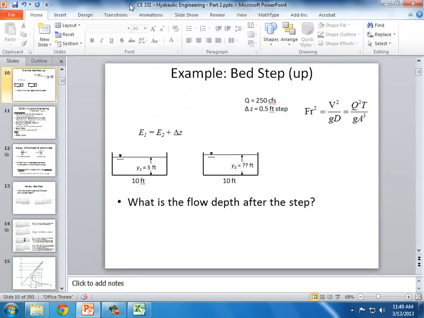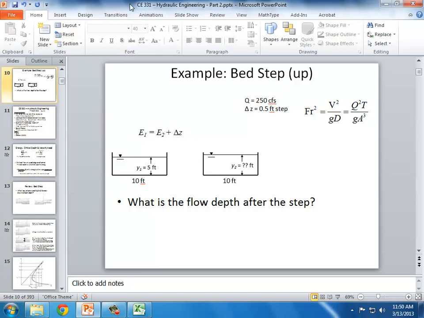All right, so in this example, we find the critical depth is 2.7 feet, and since that's less than the 5 feet of flow depth at 1, the conditions at 1 are subcritical, and that tells us that conditions after the step upward should be subcritical as well. We find the specific energy at 1 is 5.388 feet, and accounting for the step up of 0.5 feet, there's going to be 4.888 feet of specific energy available at 2.